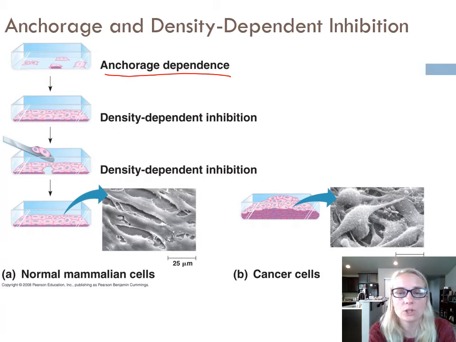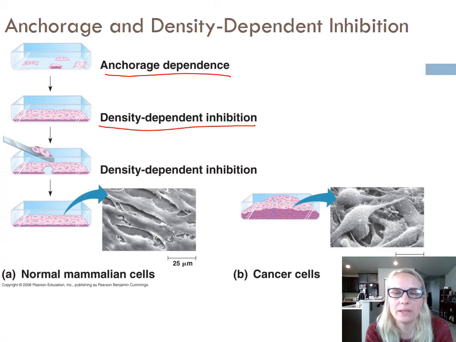And so anchorage dependence is part of these checkpoints to make sure that the cells are not going to grow out of control. Another regulation is called density dependent inhibition. What that means is if you have, say, this petri dish, and the cells grow and divide because they're stuck to the bottom, so they're anchored to something, they're getting that signal.